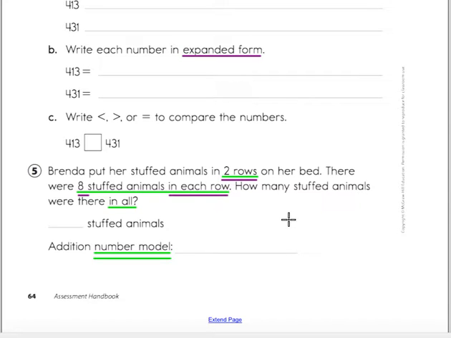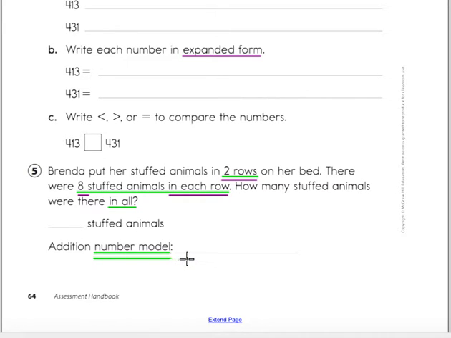For those of you that may need it, and I suggest it, can you draw me 2 rows right here? Remember how rows, remember row, row, row your boat? Which way do rows go? Okay, now can you put 8 stuffed animals in each one of those rows? Make sure there's only 8 in each one. How many stuffed animals in all? Count them.